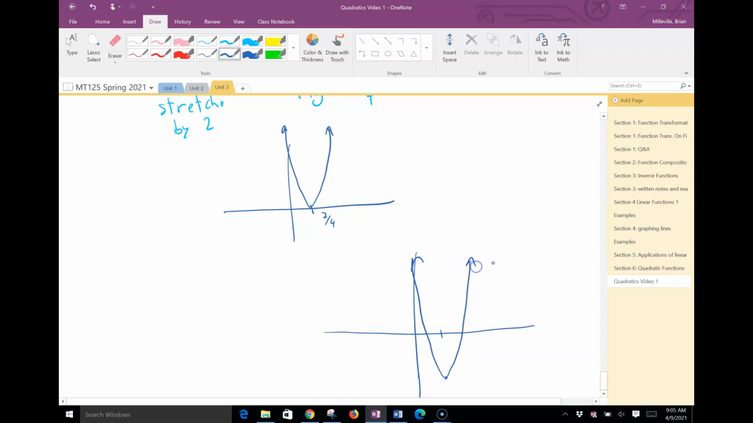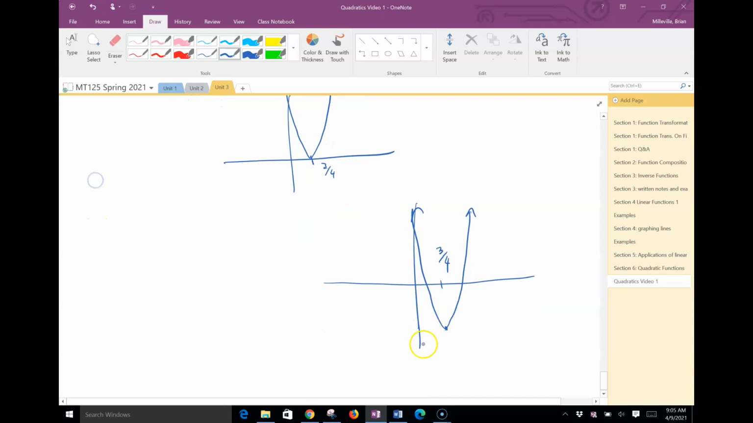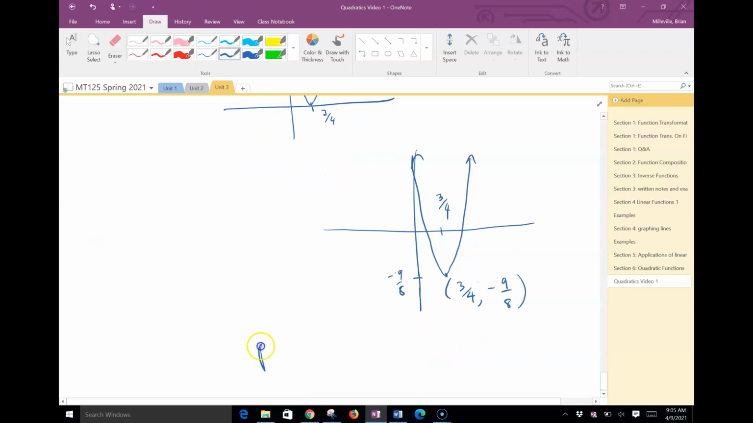Again, not a perfect picture right there, but we can definitely say the vertex is at positive 3/4, and then negative 9 over 8. The range, let's just quickly state that for the last thing to do. The range for this one would be negative 9 over 8 to infinity, all y's bigger than or equal to negative 9/8. And that's it for this video.